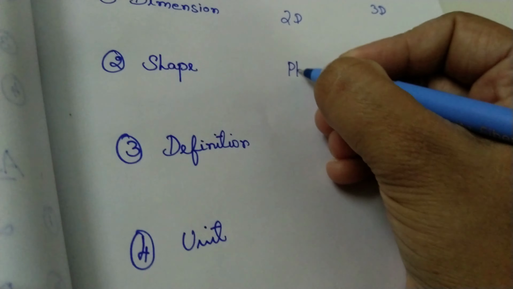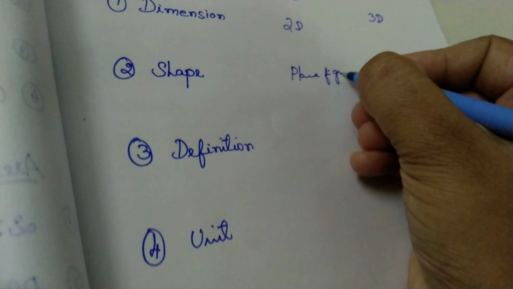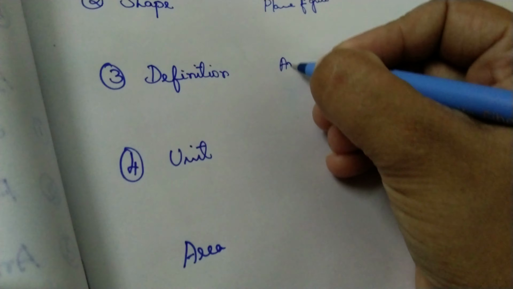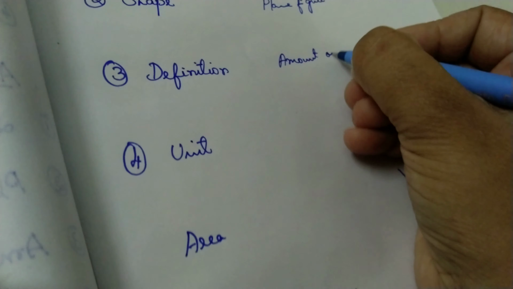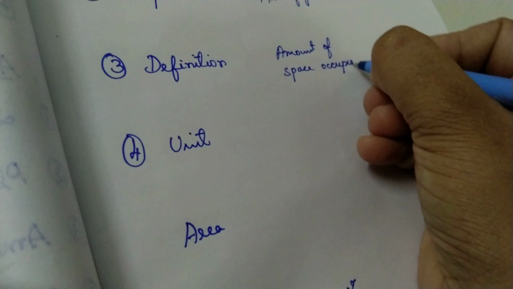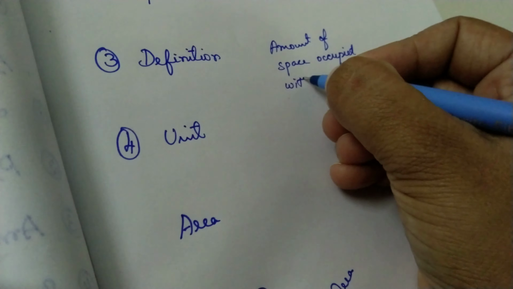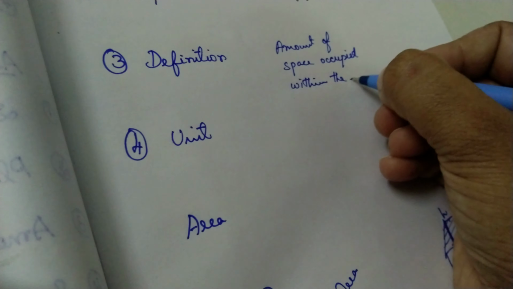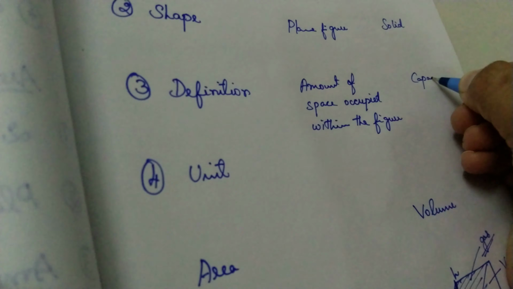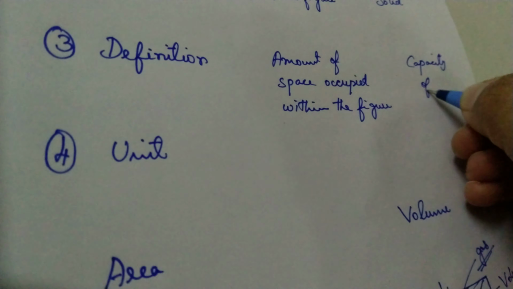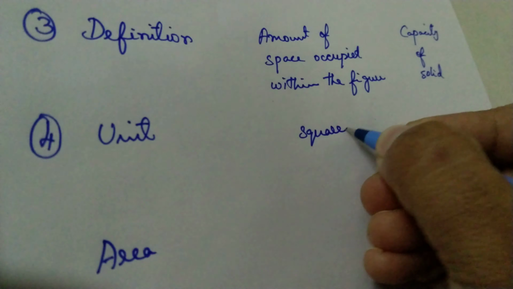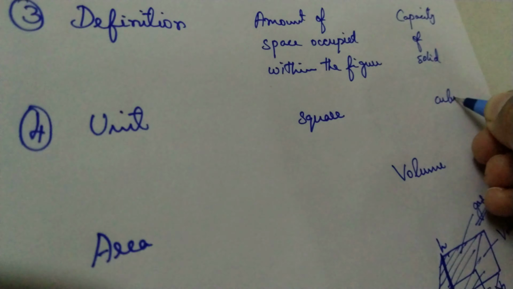Shape: it is a plane figure, whereas here it is a solid figure. Definition is the amount of space occupied within the figure, whereas here it can be said as the capacity of the solid. Unit: it is measured in square unit, whereas here it is measured in cubic unit.